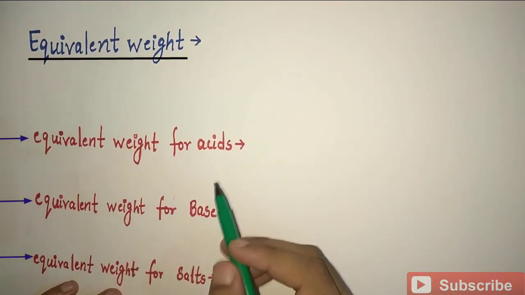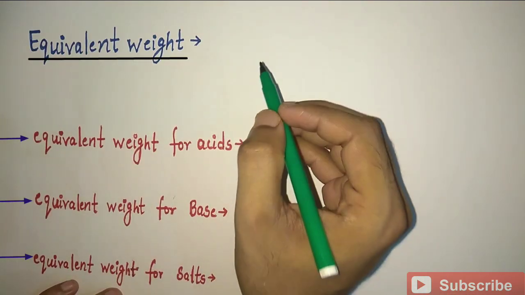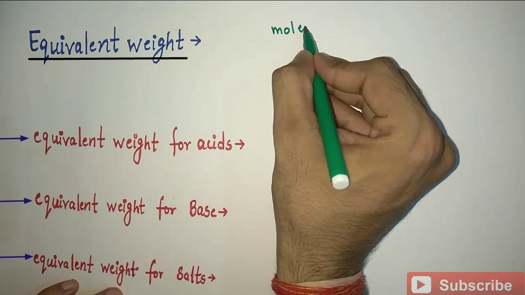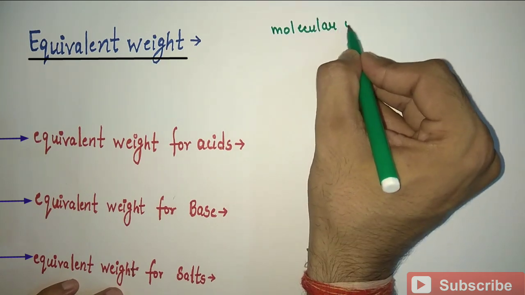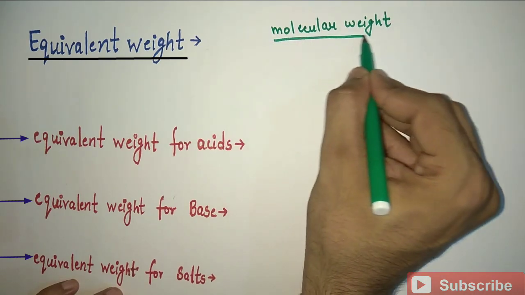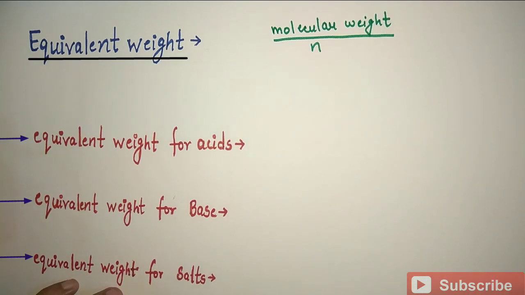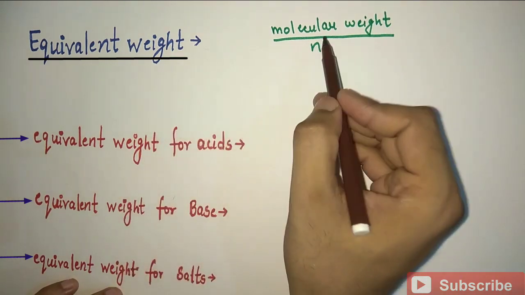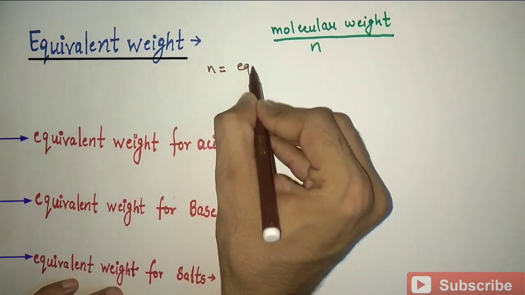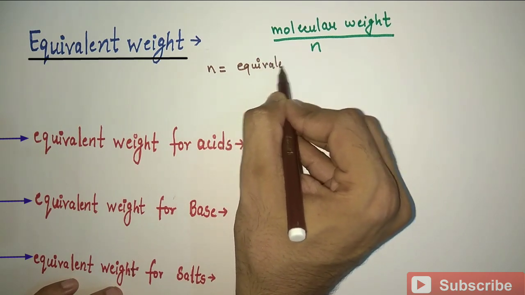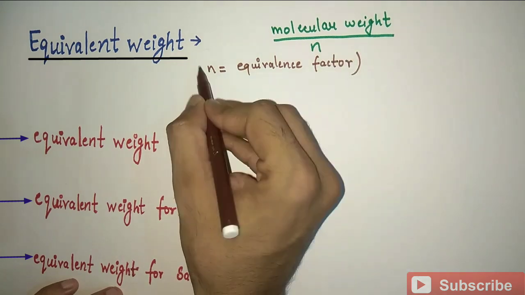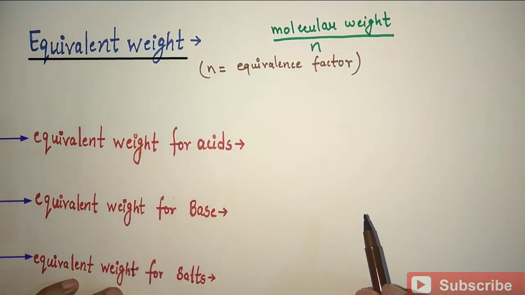Now let's see what equivalent weight is. The formula for equivalent weight is molecular weight divided by N, where N is the equivalence factor. So this is the formula for equivalent weight.